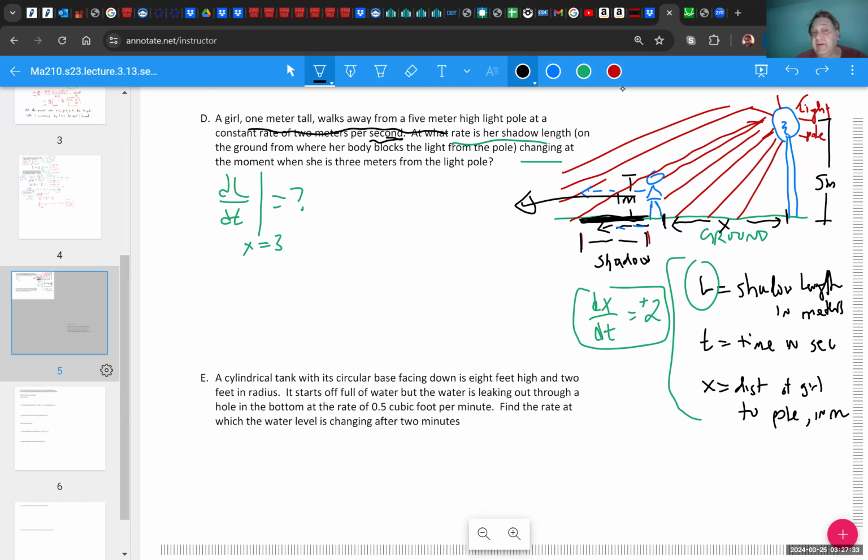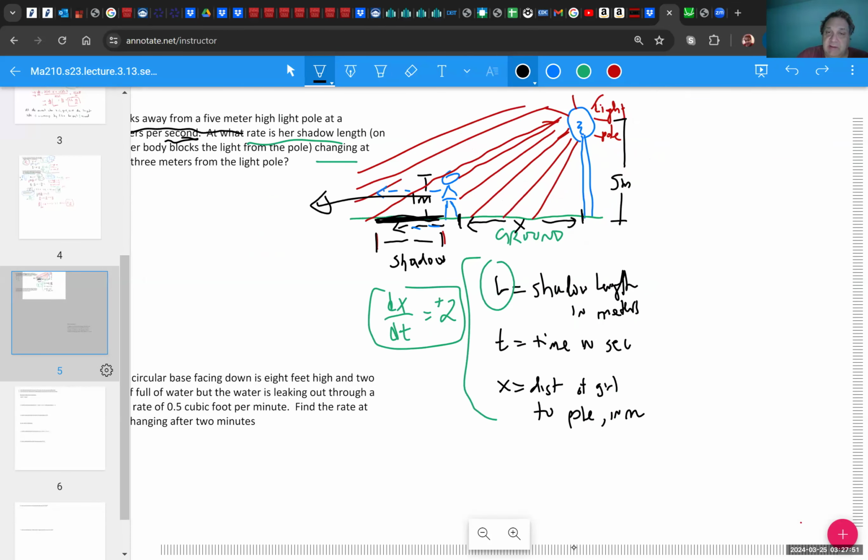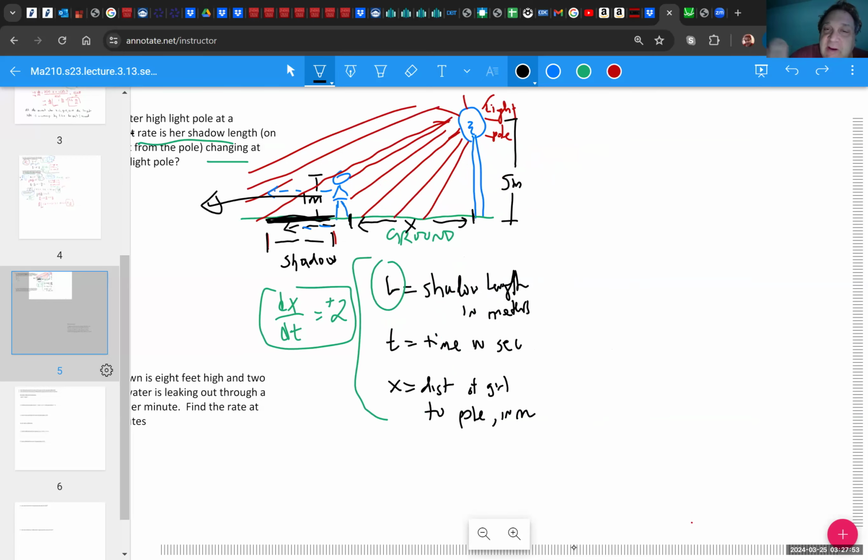All right, to find dL/dt, we need a formula for L, and we need to differentiate it with respect to t. Now, the formula for L can be any equation as long as there's an L in it. So we need to find an equation that has an L in it. This is a triangle type problem. I'm going to make it look more like a triangle, because right now I have all these light rays and stuff. So I'm just going to simplify this. Here's the pole. It's supposed to be straight up and down.